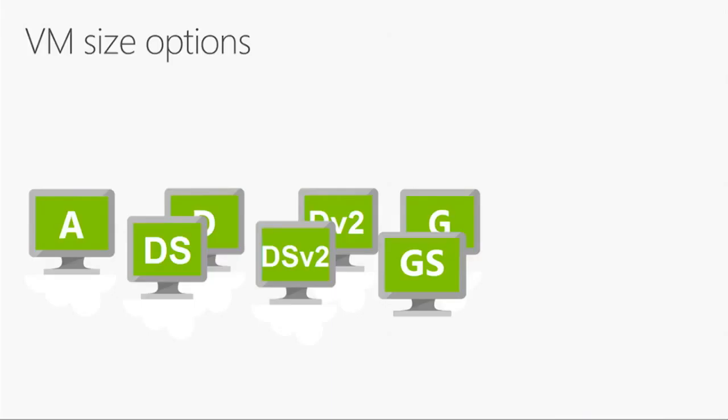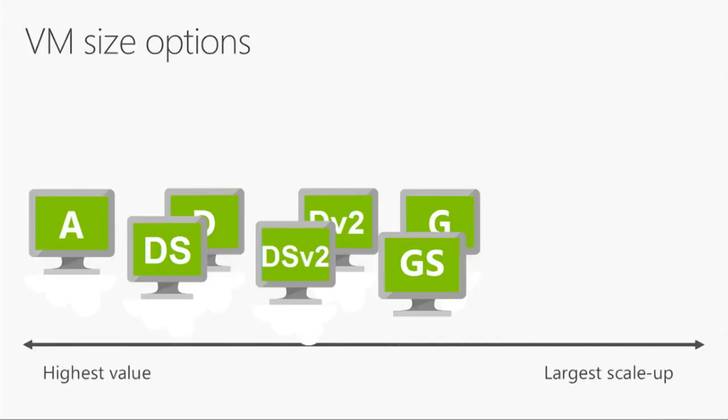All right, so I ran you through the A series, the D series with the DS, the DV2 with the DSV2, the G series with the GS. What we're going to talk about next is the high performance compute, which is going to be the GPU and that A series high performance computing.